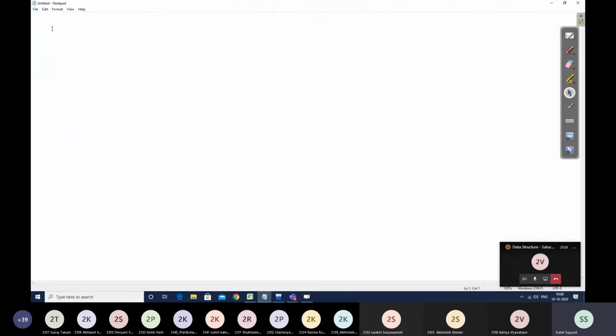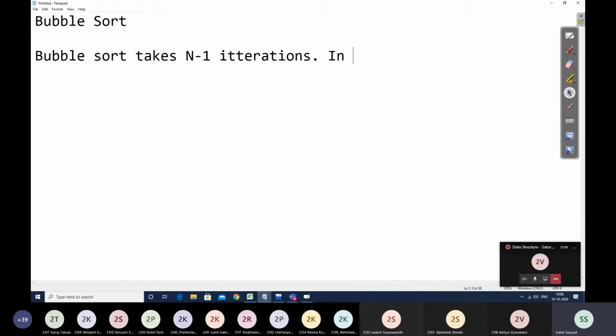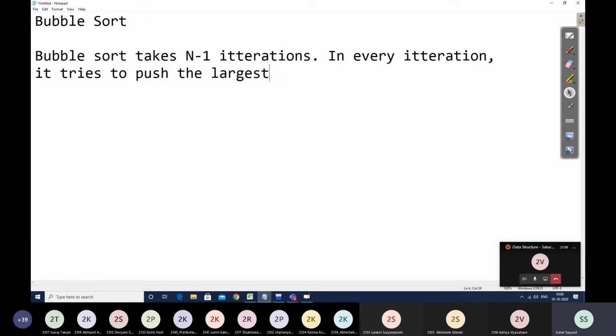I'll write this statement on the notepad so it will be more clear, so that you can write it in your notes also. Bubble sort takes n minus 1 iterations. In every iteration, it tries to push the largest number to the extreme right of the input.